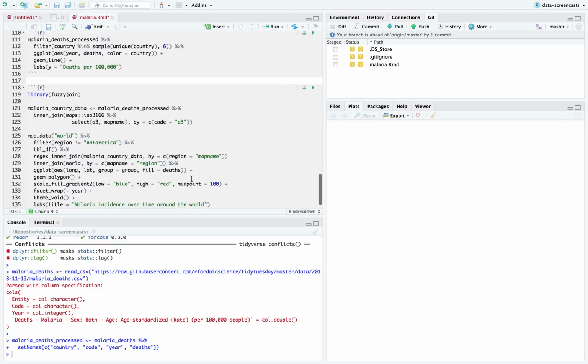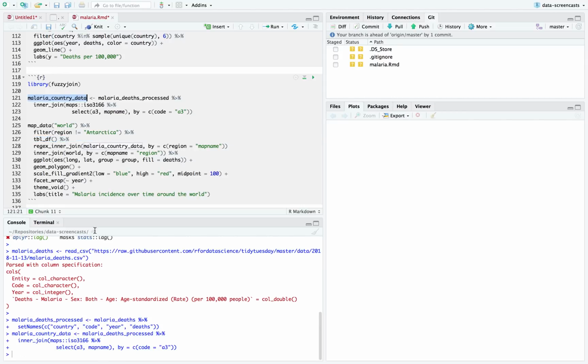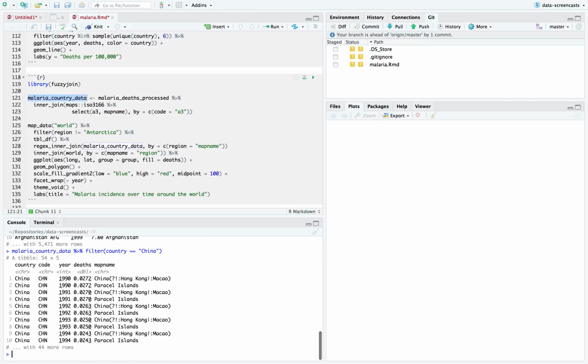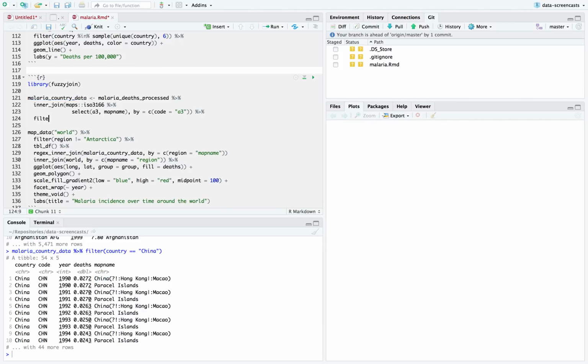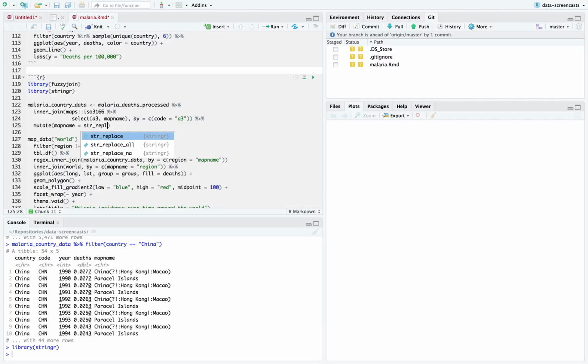Grabbing the malaria deaths data. I'm going to do something a little bit silly. I just realized if I say country China, I think I'm going to get most of the way there if all I do is filter and mutate map name. This is embarrassing because I created fuzzy join. I should be using it, but I'm going to do a simple hack.